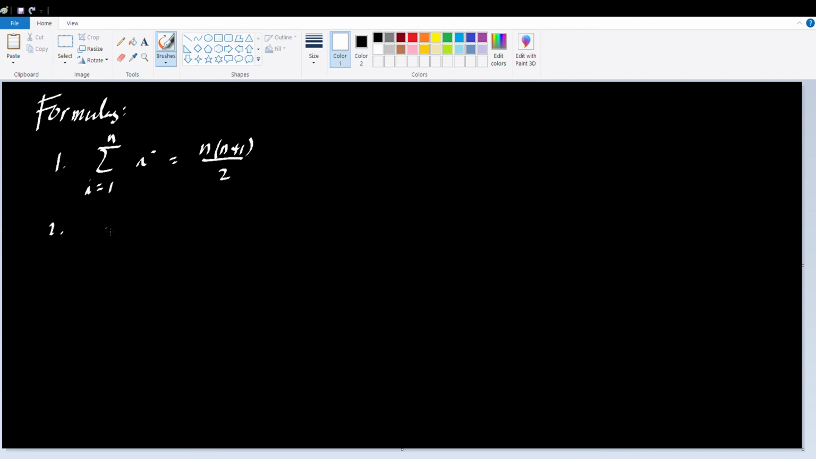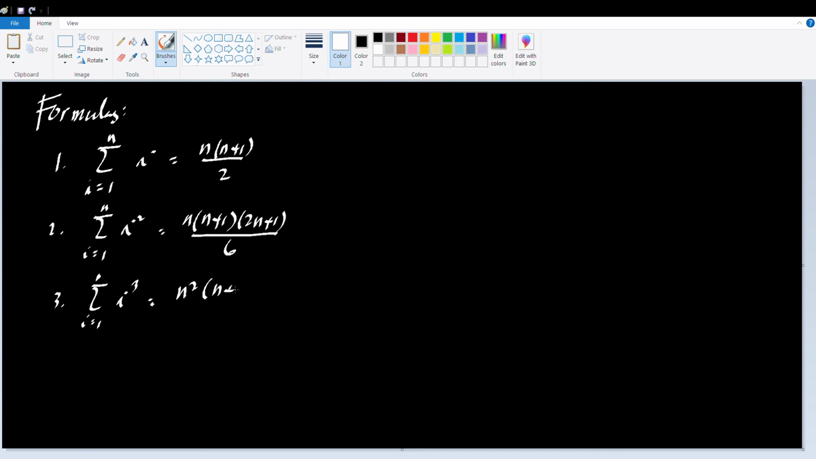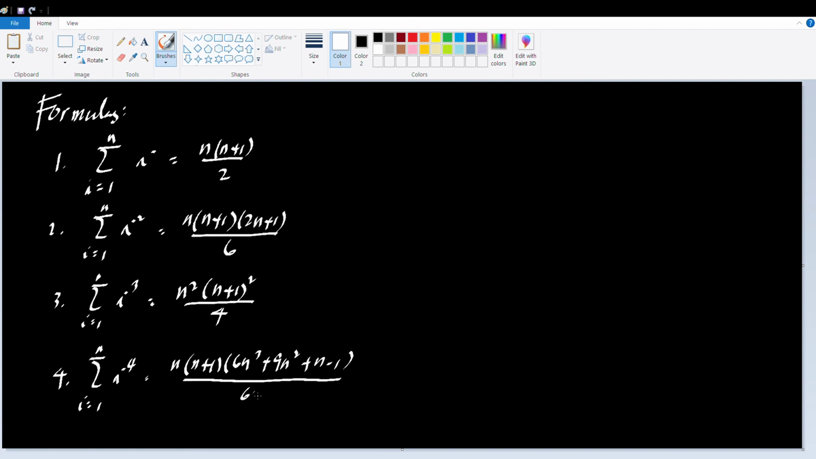The other formulas are summation of I squared, I from 1 up to n will be equal to n times n plus 1 times 2n plus 1 all over 6. Next, the sum of I cubed, I from 1 to n will be n squared times n plus 1 squared all over 4. Another is the sum of I to the fourth, I from 1 to n will be equal to n times n plus 1 times 6n cubed plus 9n squared plus n minus 1 all over 30. Now, you can also write this as n times n plus 1 times 2n plus 1 times 3n squared plus 3n minus 1 all over 30.